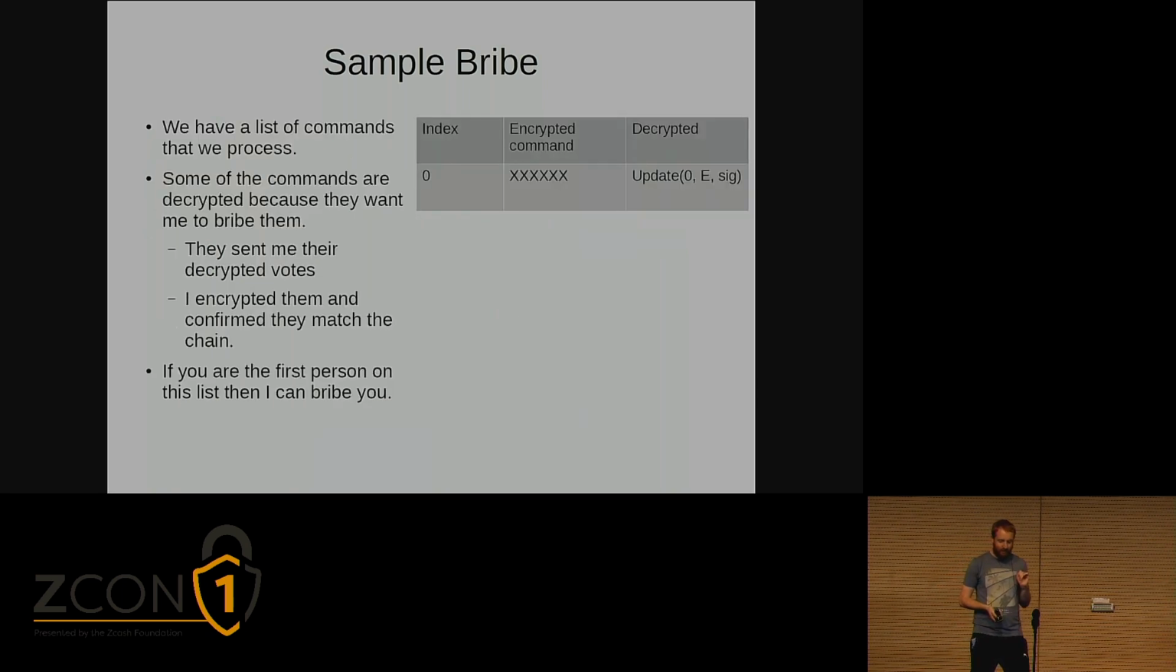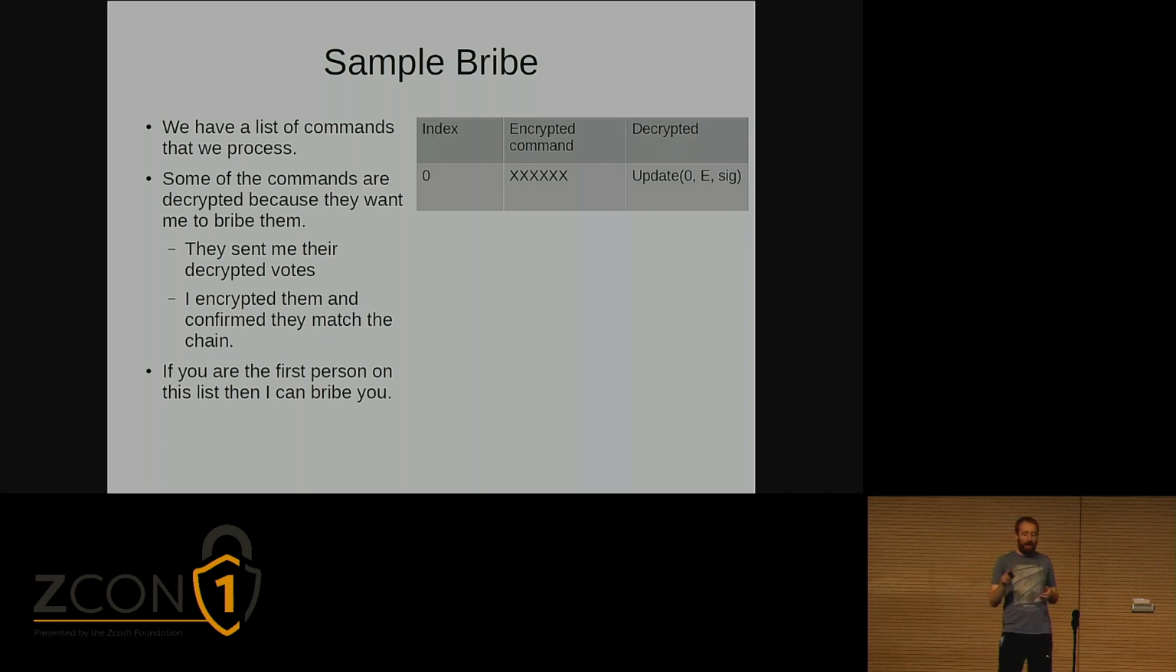Okay, so this actually helps a little bit here. The way things go is we have this list of commands, and the operator is supposed to process these commands one by one. But some of these people we assume are malicious, and some of these people have revealed their encrypted text to an operator in order to get a bribe.